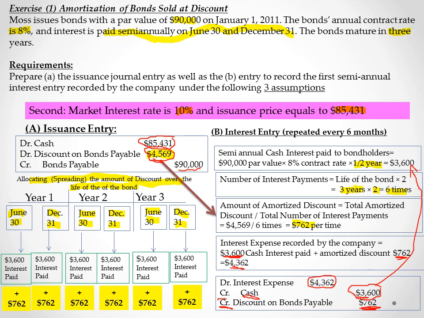So we have to reduce its balance 6 times because we have 6 payment times, until at the end of the lifetime of the bond, this discount will equal 0. So this is how we record the interest entry. However, we are going to repeat it every 6 months. We are going to do it only once now, but you have to know that in reality the company will have to record it every 6 months.